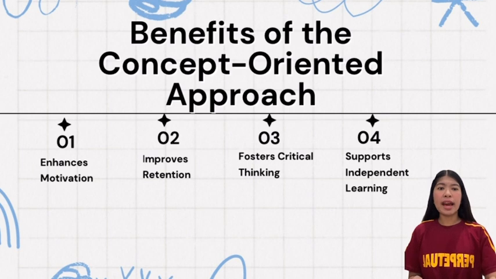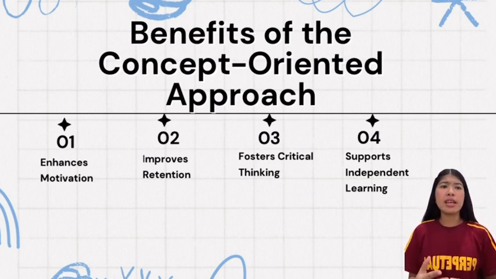And lastly, we have fostering critical thinking. So COA encourages students to think critically about the content they are discussing. For example, if the lesson is about media bias, students not only learn the language related to media, but also analyze and question how media can influence their opinions. This combination of language learning and critical thinking helps students become more analytical in their communication.